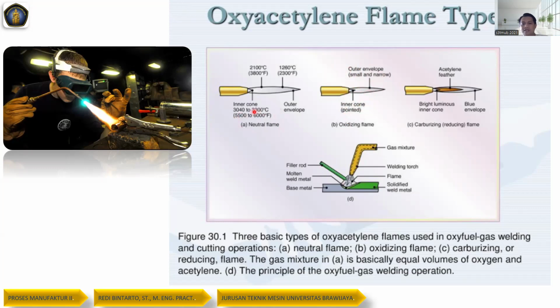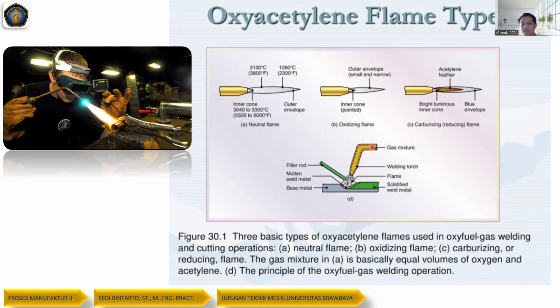And this is for neutral. Neutral means that the mixing between oxygen and acetylene is 50-50, almost the same. Usually people use this condition because the carburizing and oxidizing effects are almost the same. And this is the principle of the oxy-fuel gas welding operation.